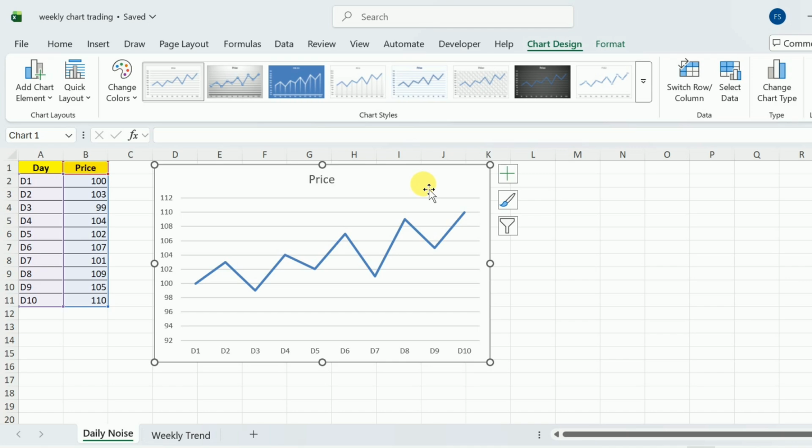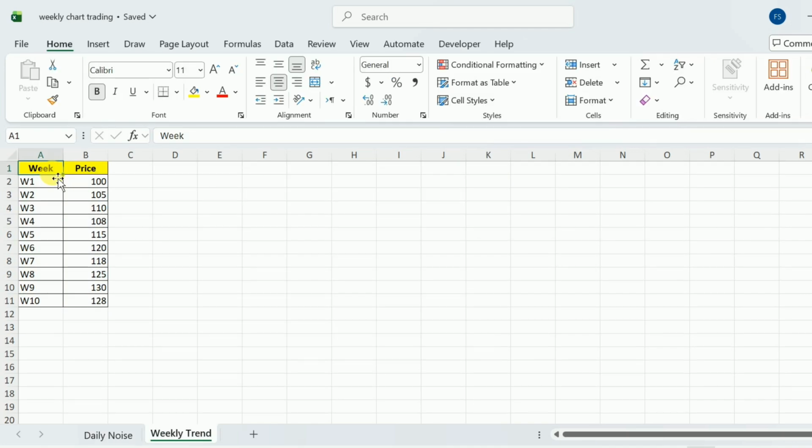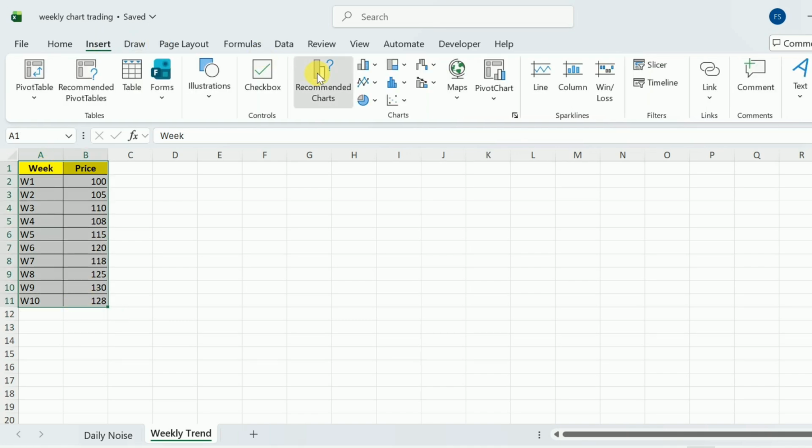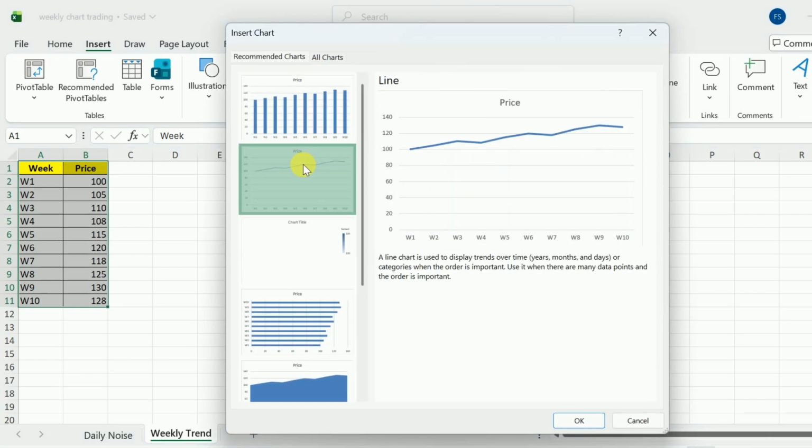Now let's look at the same idea from a higher time frame. So here is the weekly data for the same type of movement. Let's create a line chart first. Again, for this purpose, I'm going to select this data. I'll go to the Insert tab. I'll click on this recommended chart, select this line chart and click OK.